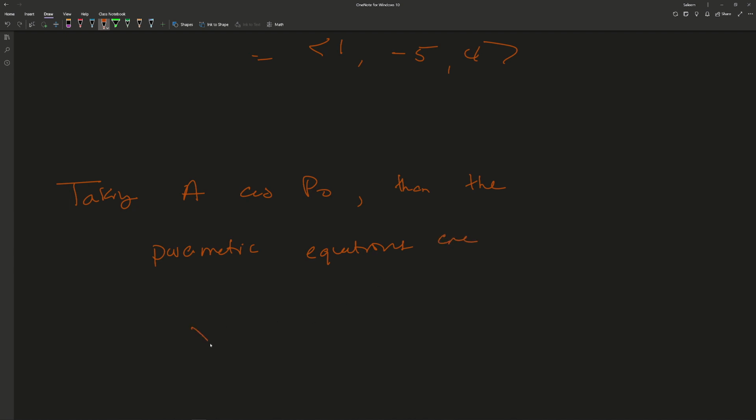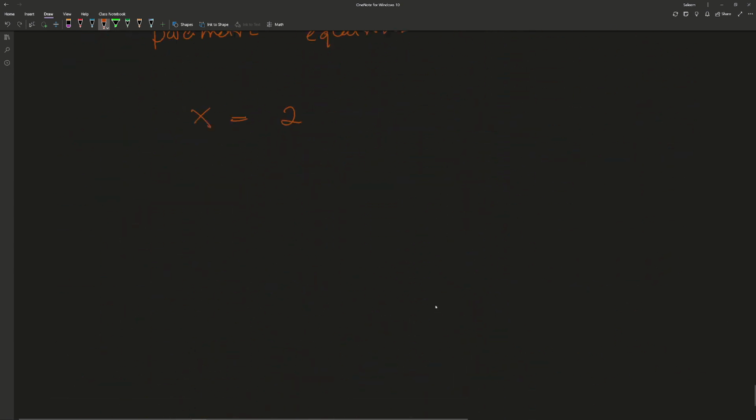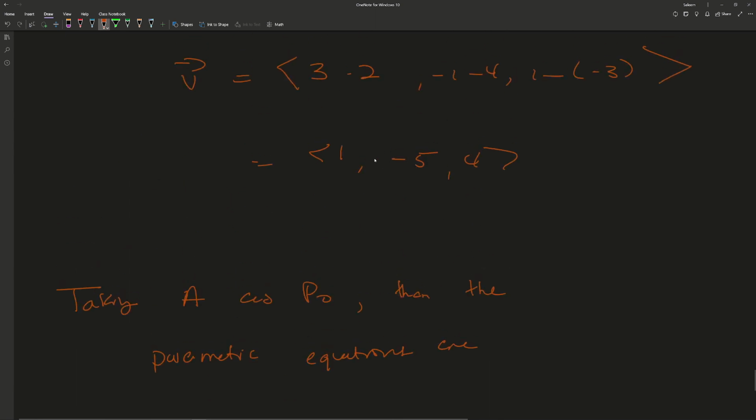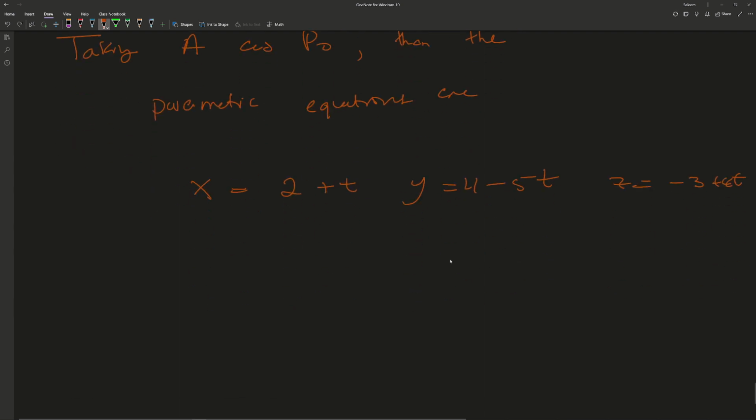what is it going to be? It's going to be x is equal to 2. Let's go back, 2 for negative 3. Okay, great. It'll be 2 plus t, because this is 1 here. Then it'll be y is equal to 4 minus 5t, and z is equal to negative 3 plus 4t. So these are my parametric equations.